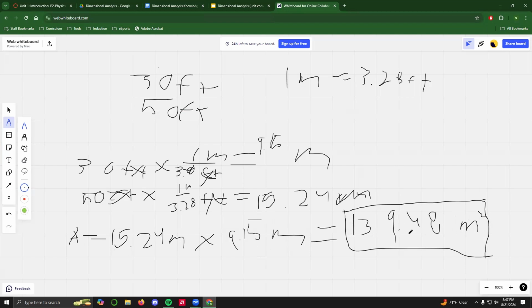And then sanity check, we'll see that we're looking for an area, and we get units of area because we have some length squared. And if you're looking for area and you don't get a final answer of length squared, then you've definitely done something wrong.